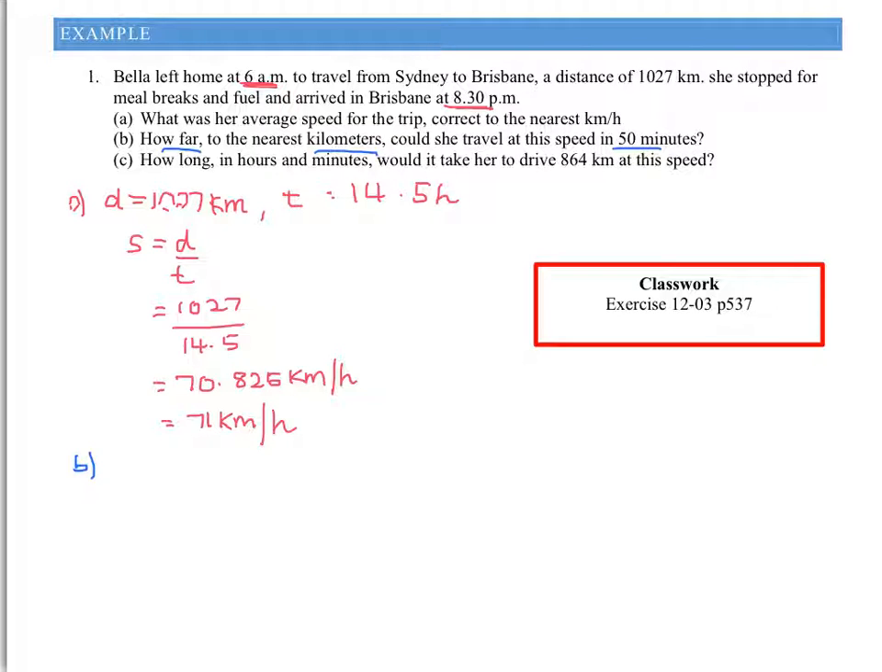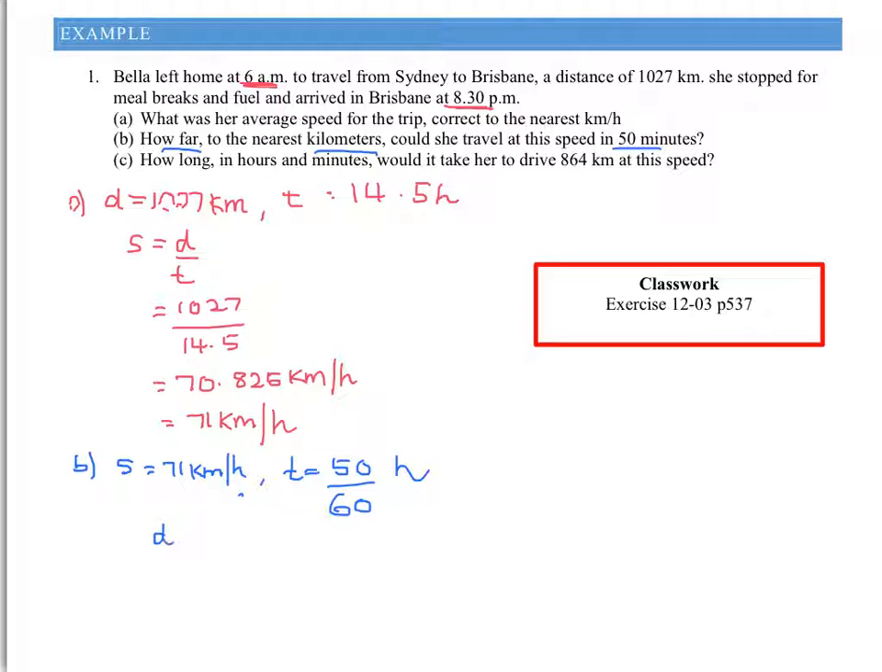So part B then says, how far to the nearest kilometre could she travel at this speed in 50 minutes? So what do we know? Well, the speed we know, we just worked it out, is 71 kilometres per hour. And our time, we're told, is 50 minutes. But we really should change this into hours because my speed is in kilometres per hour. So to change my time into hours, I'm going to divide it by 60. So now my time is in hours.